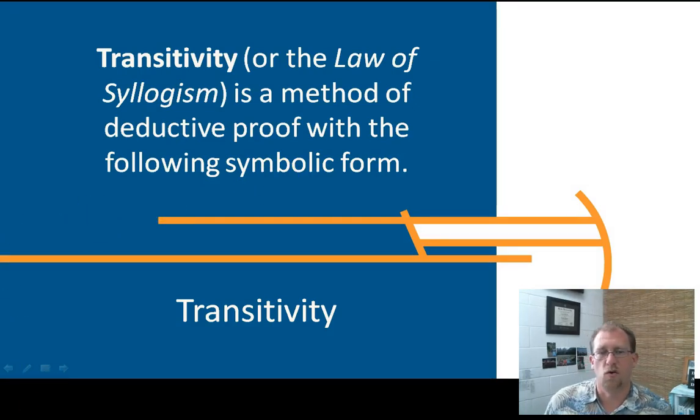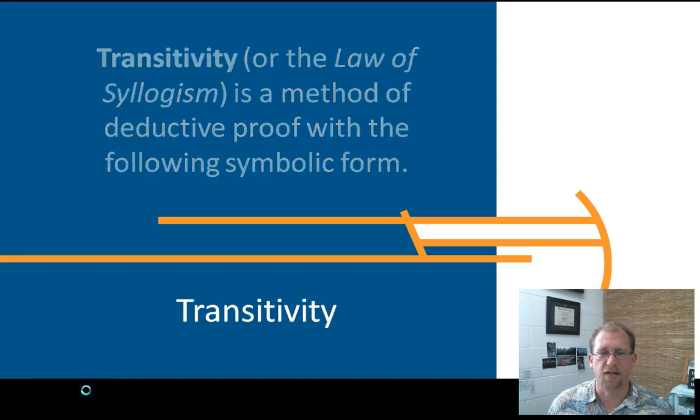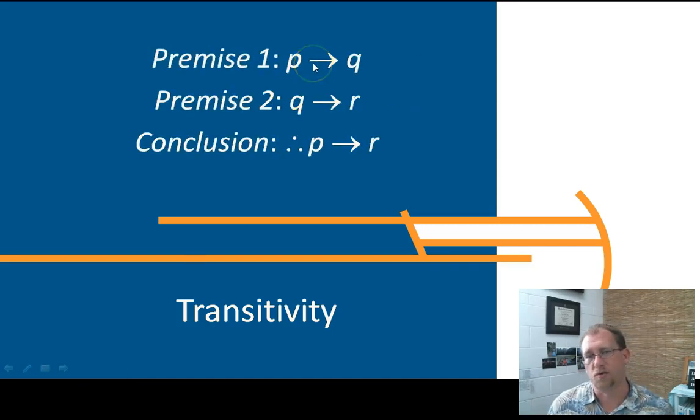Transitivity, or the law of syllogism, is a method of deductive proof with a very unique form. So transitivity says, if P then Q, and if Q then R, therefore, if P then R. This is so much like A equals B, B equals C, therefore, A equals C, which is the what property? The transitive property. And so the transitive property in algebra carries over to logic.